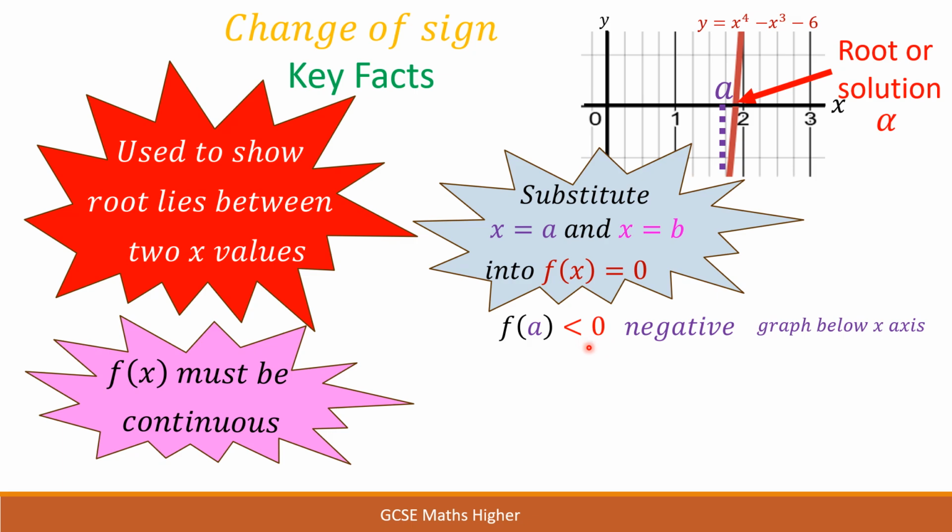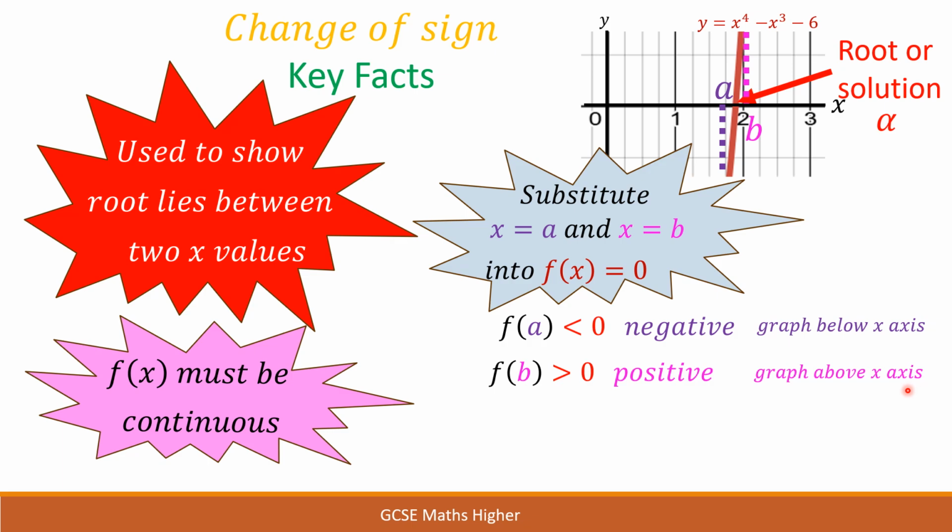We're now going to look at a point B, which is the other side of the root. So it's going to be closer to the 2. So just over 2 is my point B. And if I draw a line up now, you can see when I get B, my answer is going to be positive because the graph is above the x-axis at the point B. So now f of b is going to be greater than 0, which is positive, so the graph is above the x-axis.